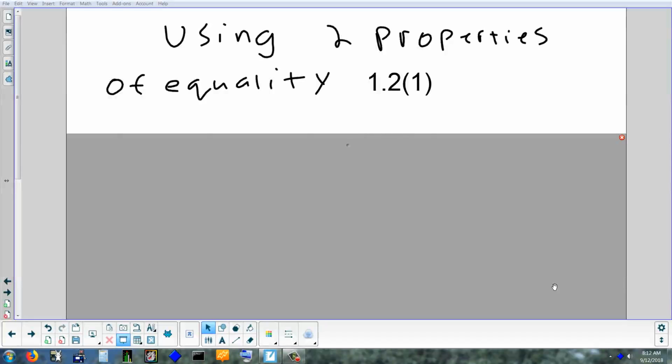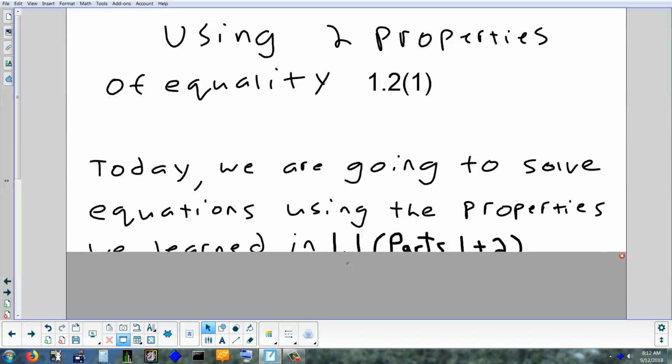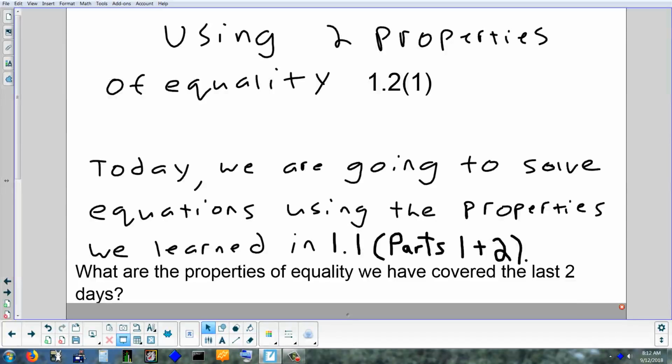Okay, so yesterday we finished up section 1.1. Today we're going to look at 1.2. Basically, we're going to get into equations that have multi-step and also some equations that have variables on each side. Okay, so far we've only had variables on one side. All right, so that's what I just said.